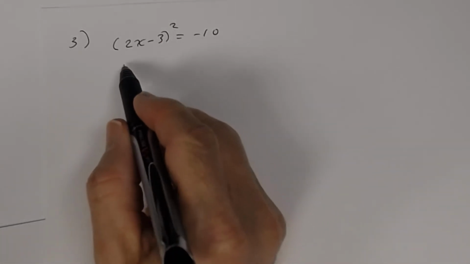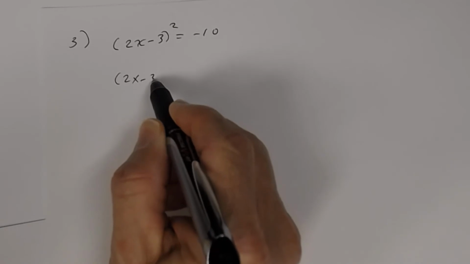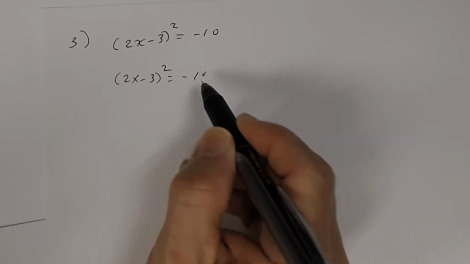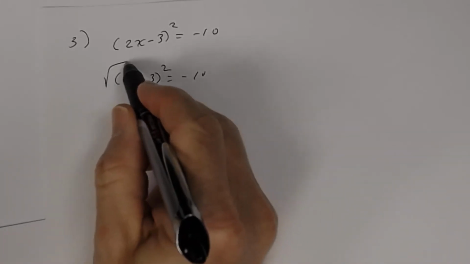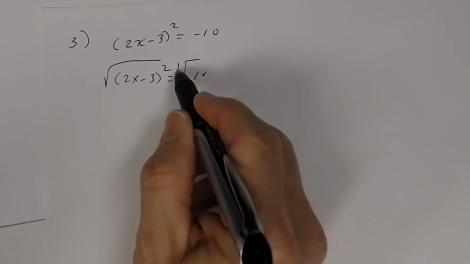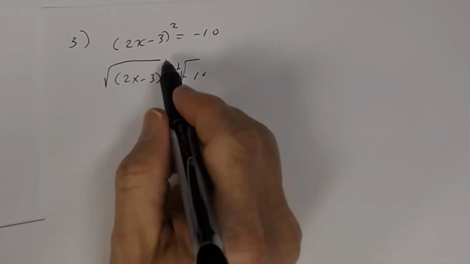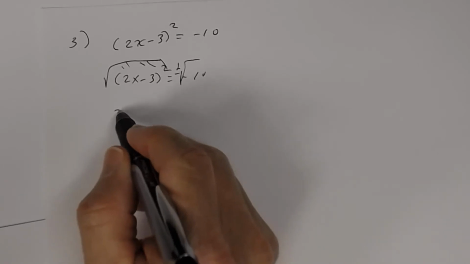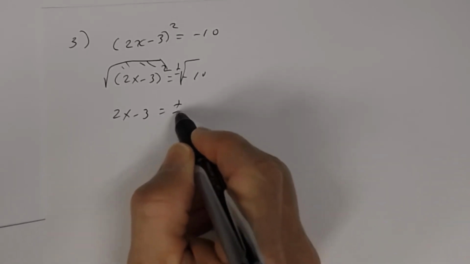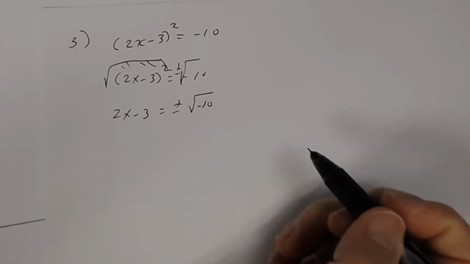Just like we did with the previous two, you're going to take the square root of both sides. So you use the square root property. I'm going to take the square root of both sides, plus or minus, don't forget the plus or minus. The square and the square root undo each other. So I get 2x minus 3 equals plus or minus the square root of negative 10.